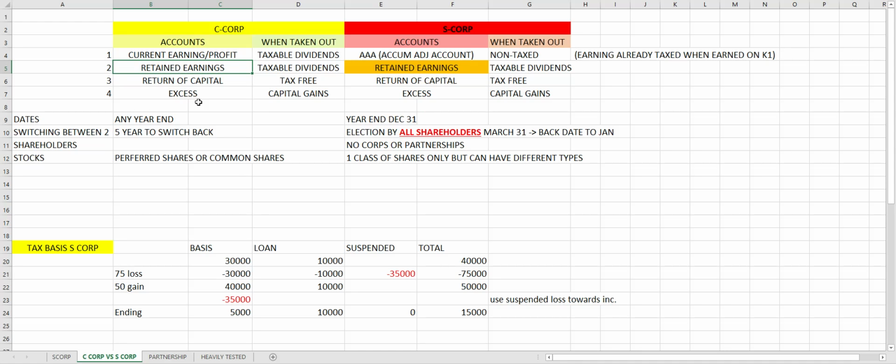and then you also have your retained earnings or accumulated earnings, and then you have your return of capital, and anything over your return of capital would be your excess. So I'm just going to go into each one of these options. The current earnings or profit for the year would go over here, and if you do get dividends for that, that would be a taxable dividend.